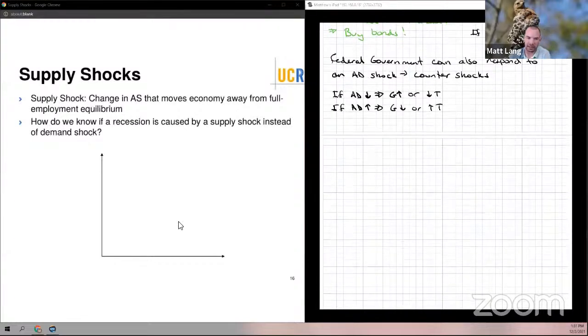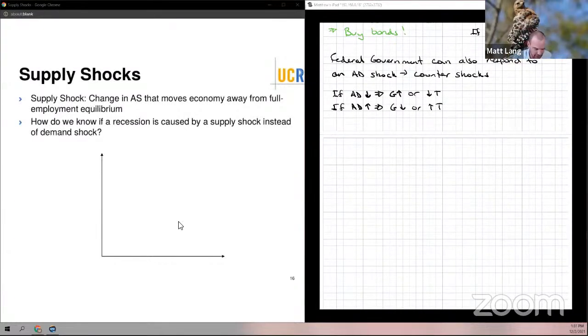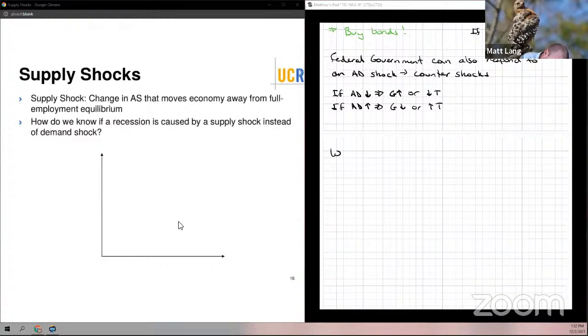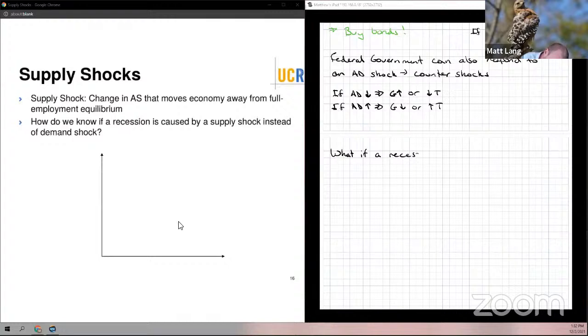Now, it would be incomplete to finish the course without talking about supply shocks. So let's just real quickly talk about supply shocks, because this is going to have a little bit of a nuance and kind of leave it like the cliffhanger of the term. But the first thing I want to ask you is, what if a recession is caused by an AS shock?